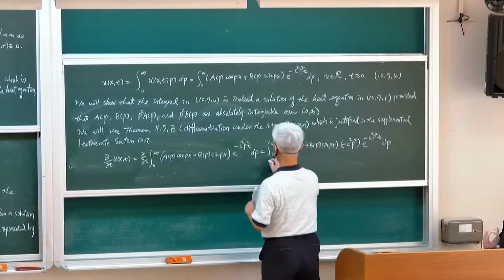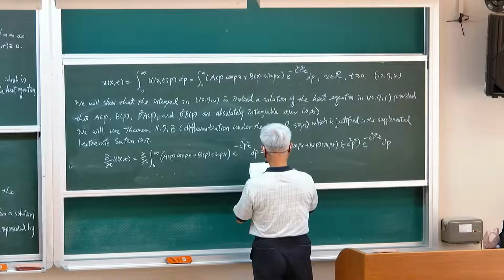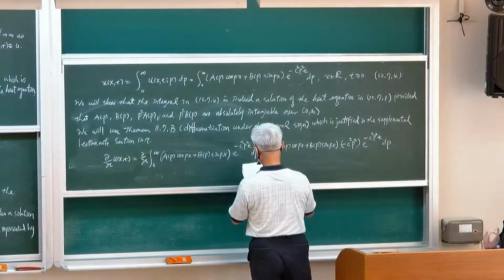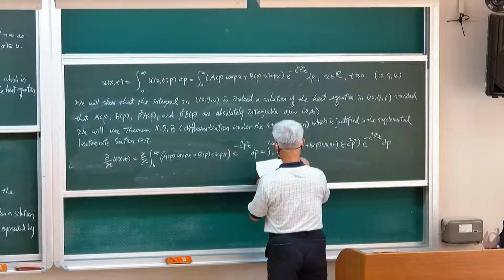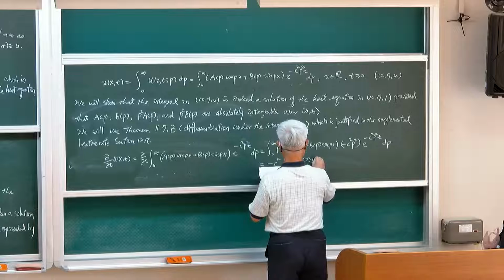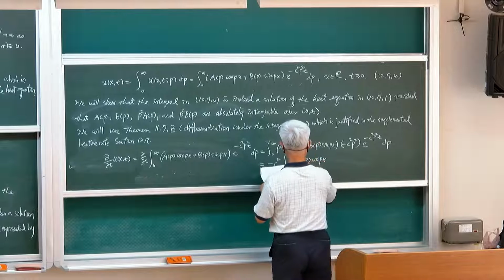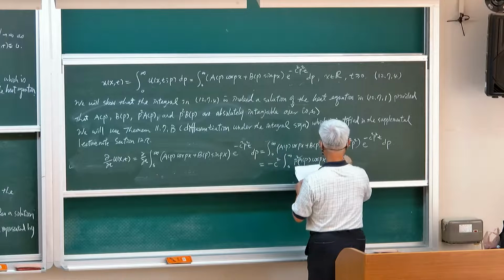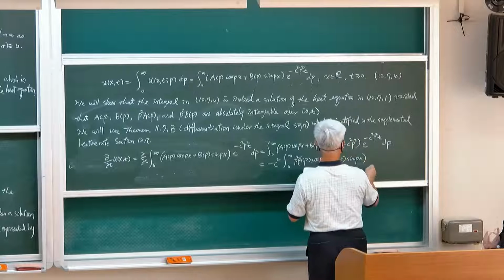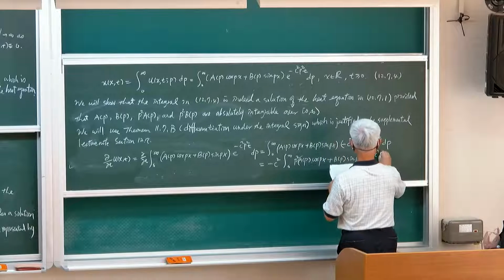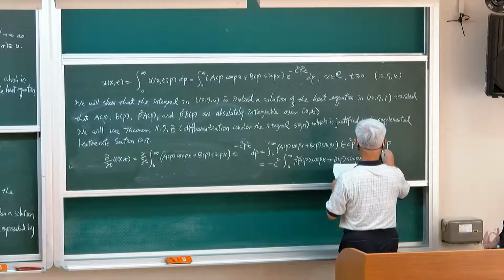So now we have minus c squared, integral of p squared times AP cosine px plus BP sine px, exponential minus c squared p squared t dp.